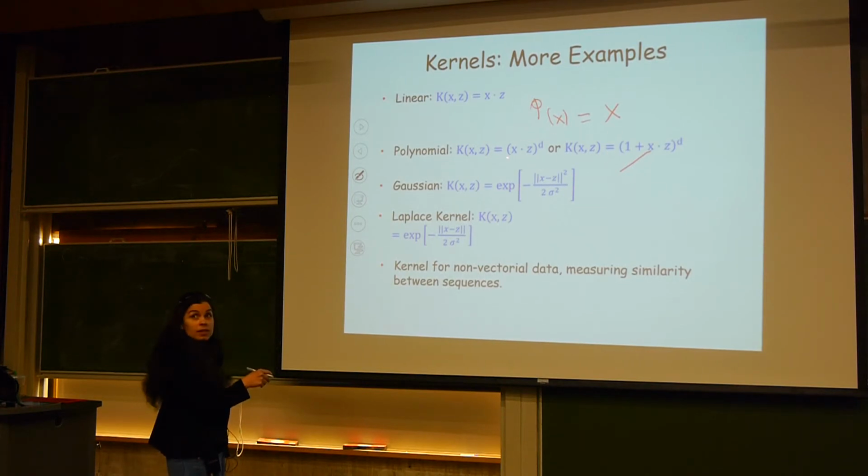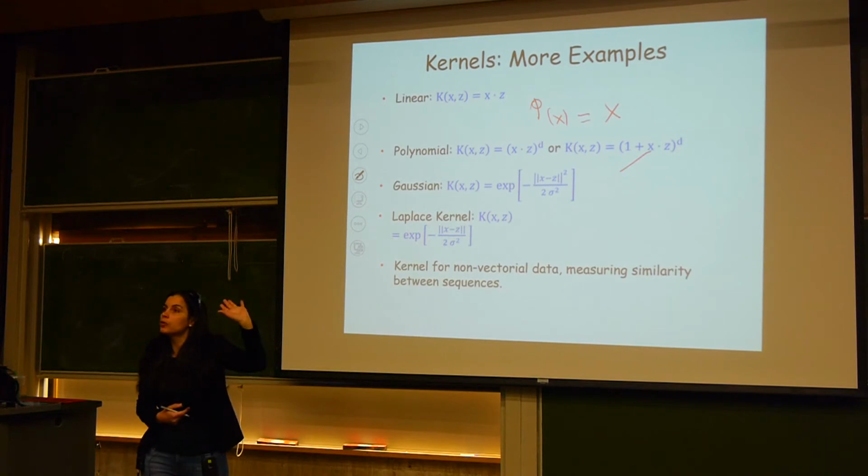Two forms of these kernels. The first one is K of x, z is x dot z to the power of d for some d, and the second one is 1 plus x dot z to the power of d, okay? The feature space is very large here for the polynomial kernel, but it's finite. In both cases it's roughly of the order n to the power of d.